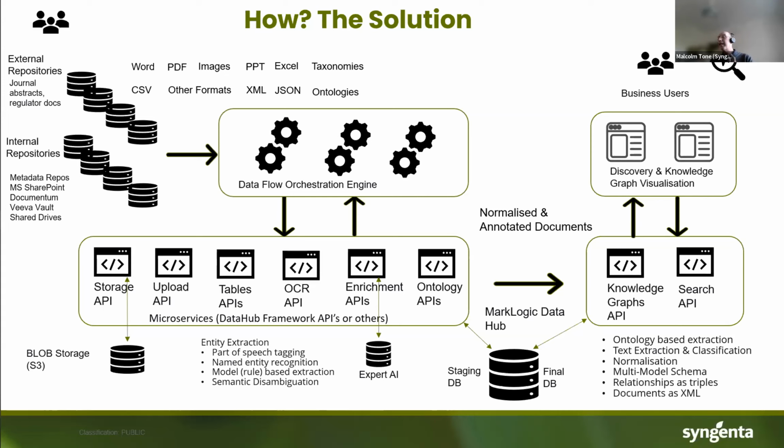All that work gets done in a staging database, and then the enriched XML is pushed through to the final database, where we've built several APIs on top. So we can query the knowledge graph, and we can also query the documents themselves. And then the top right, we've built a UI that the users enter their queries and get their search results. So if we can move on.